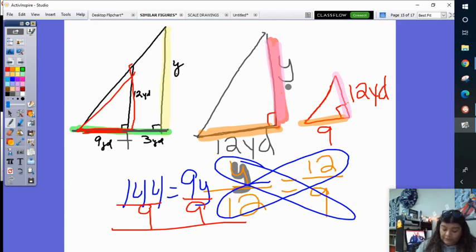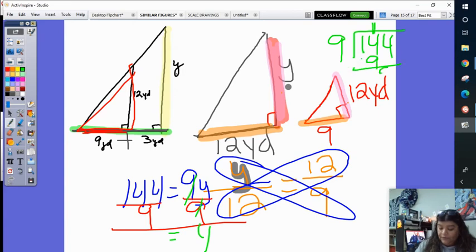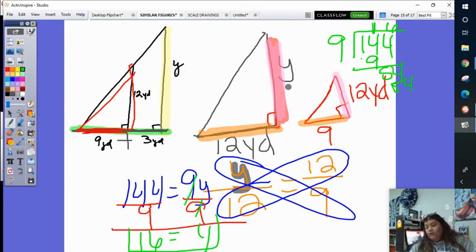Let's see what we get when we divide. 144 divided by 9. Let me do it over here. 9 goes into 14 one time. That's 54. That's 6. Perfect. It goes in evenly. So this is 16. So y should be 16. Okay. So if it's inside each other, draw them out. Draw them out. Trace them, and you should be able to get that.